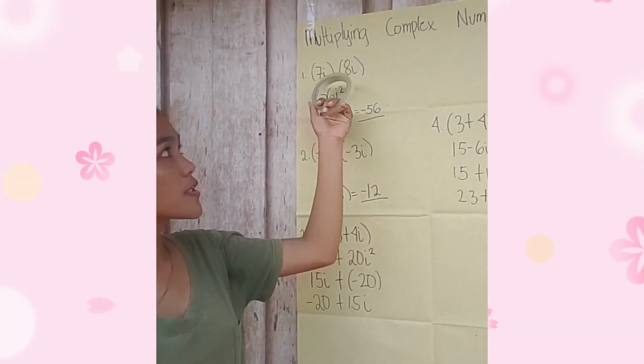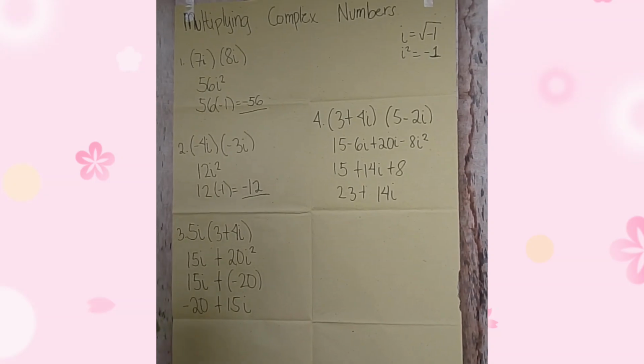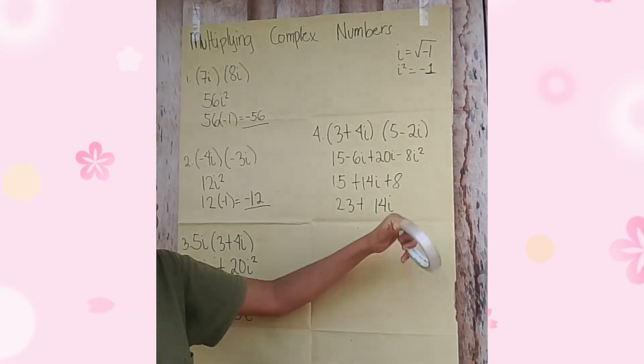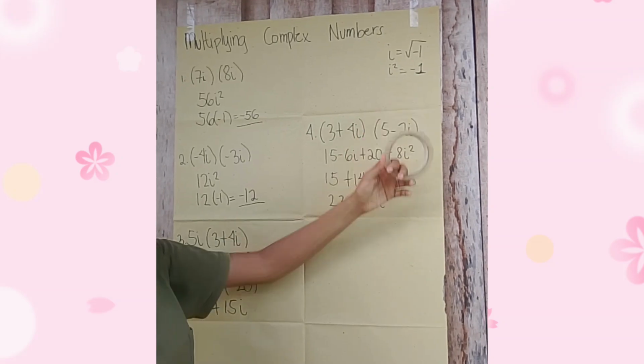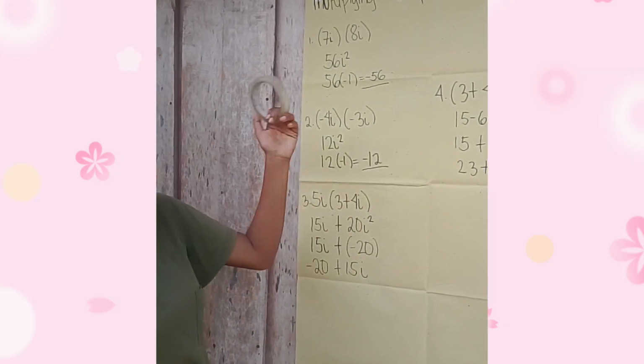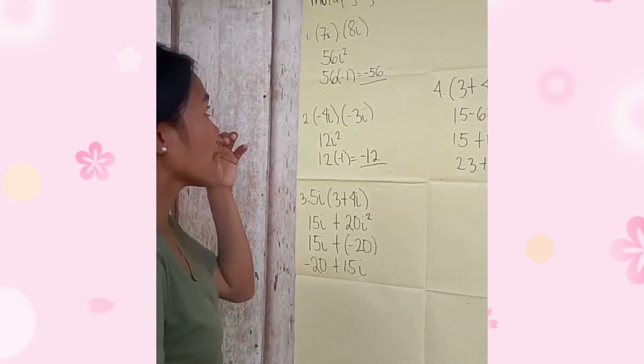us about multiplying complex numbers. So always remember that i is equal to the square root of negative 1 and i squared is equal to negative 1. So we have our given. So let us answer number 1.